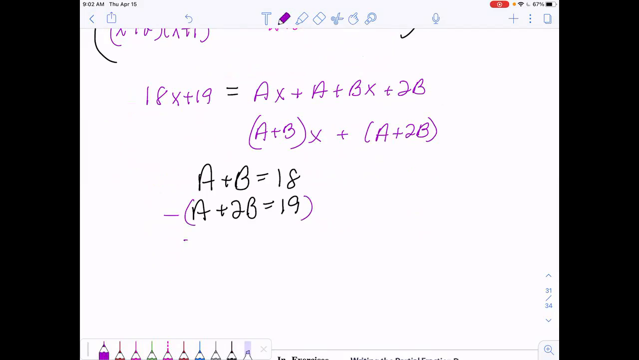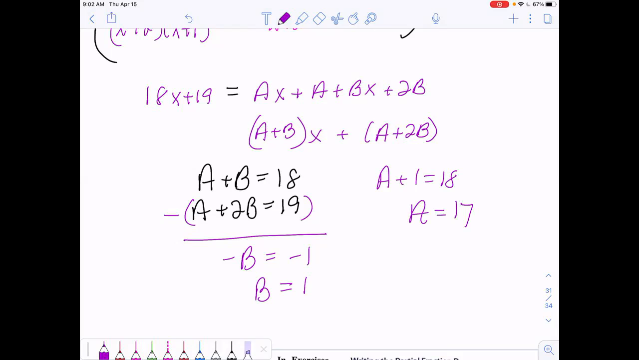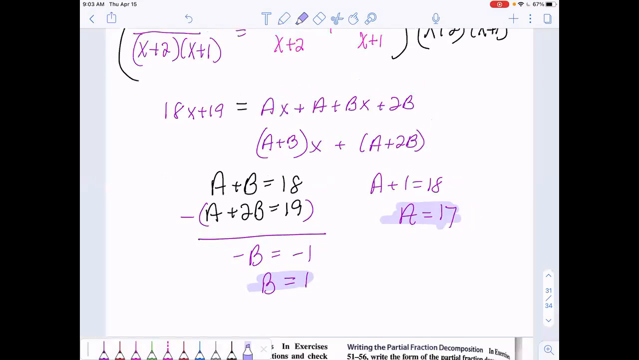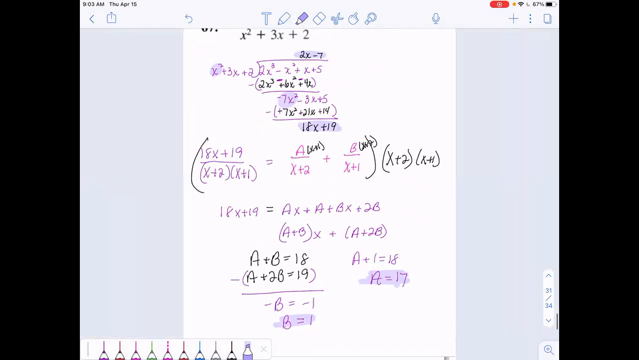And what do you get when you subtract? So B is equal to 1. And then when you plug in that 1, A is 17. So the elimination part is pretty straightforward. The partial fraction process is pretty straightforward when you only have two fractions and both the denominators are linear. So the dividing part would be the bigger part of the problem.